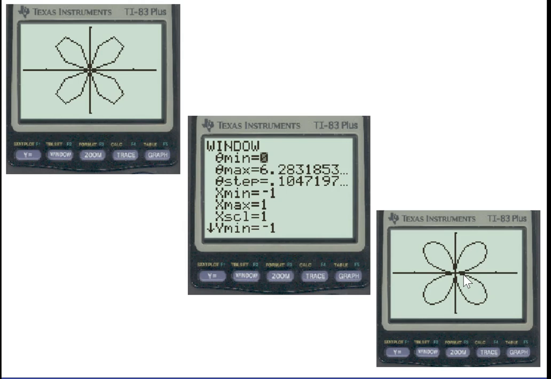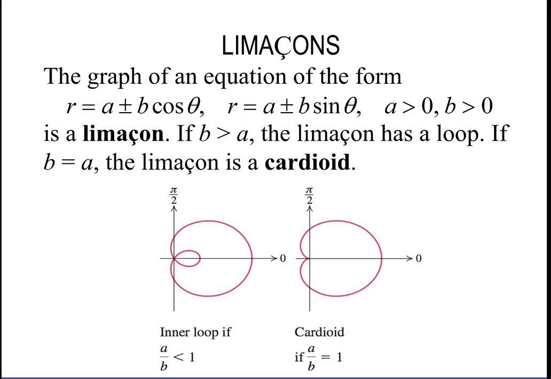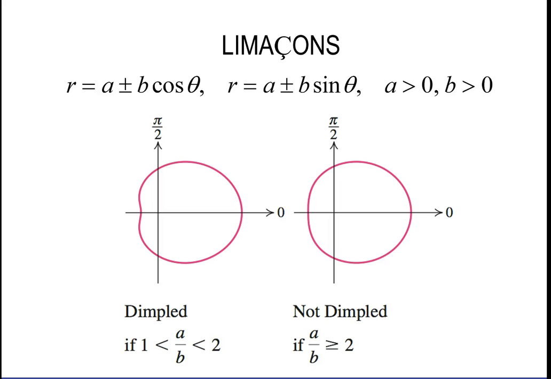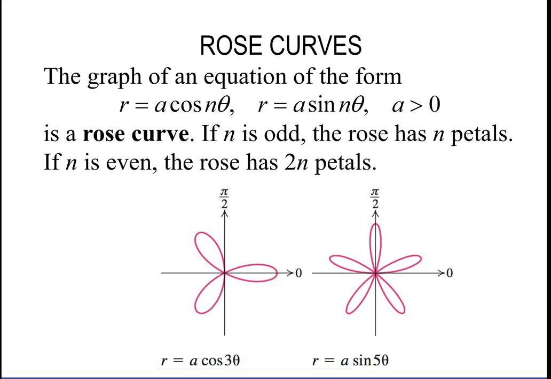All right, so we did it by table, and we also did it by calculator. All right, what's the other stuff you will see on the homework here? This is in the back of the textbook towards the end of the section. Here's the stuff. There's the limaçons that we looked at. The rose curves, there they are.